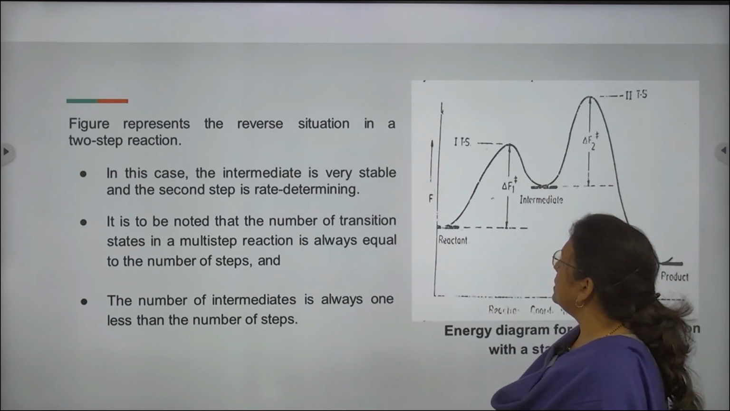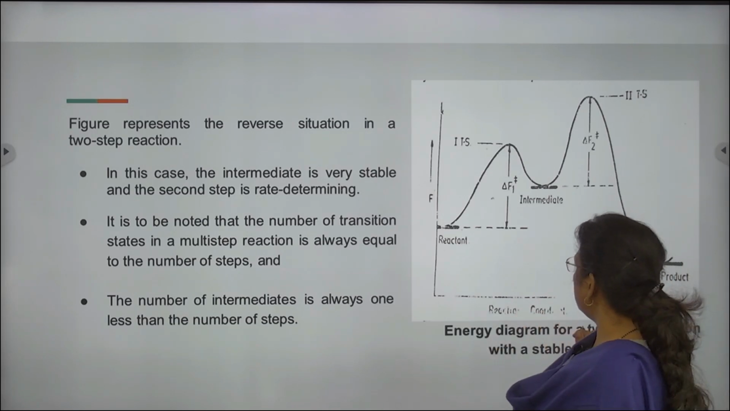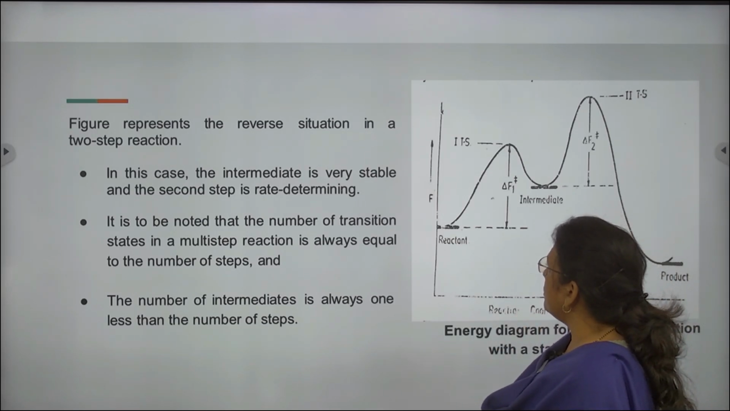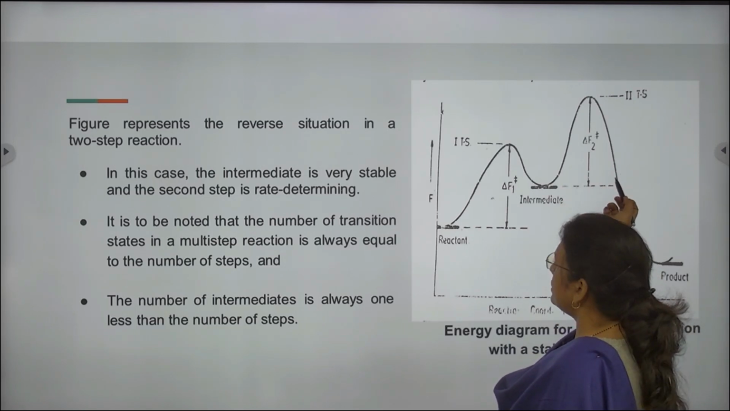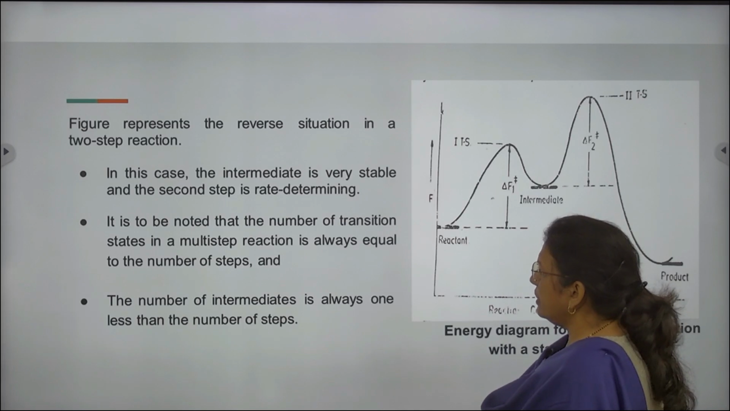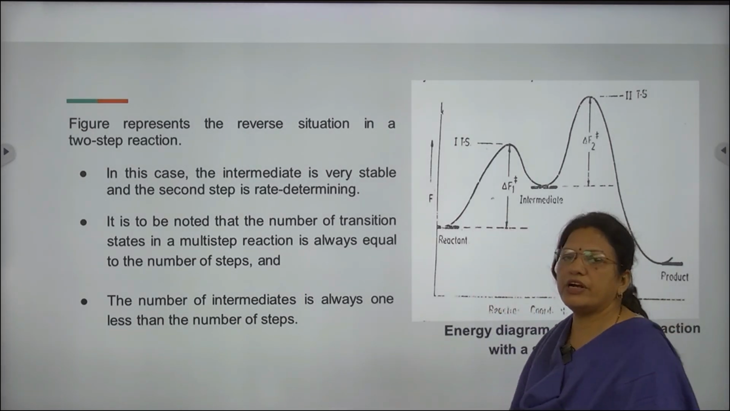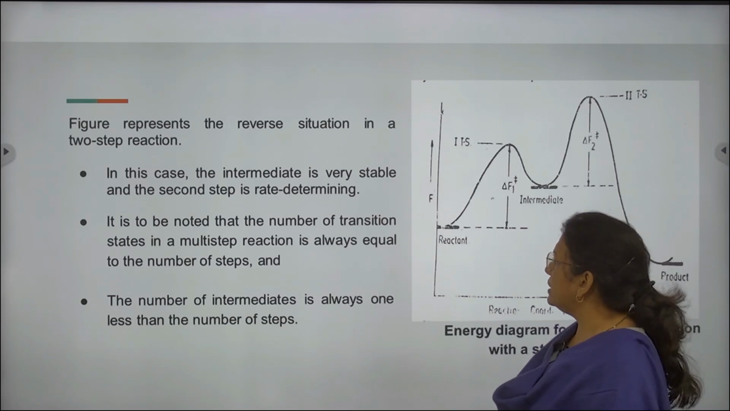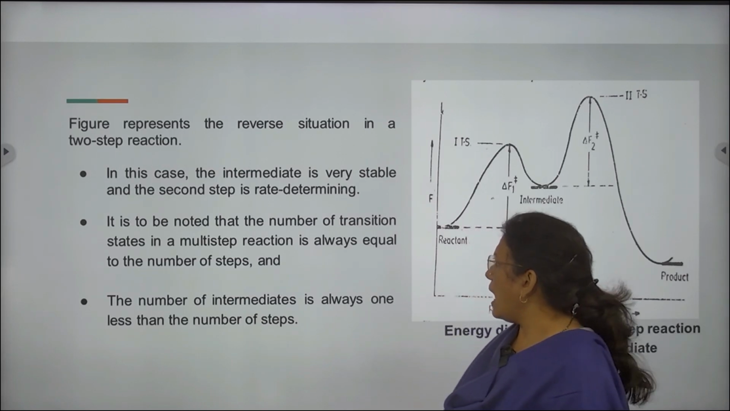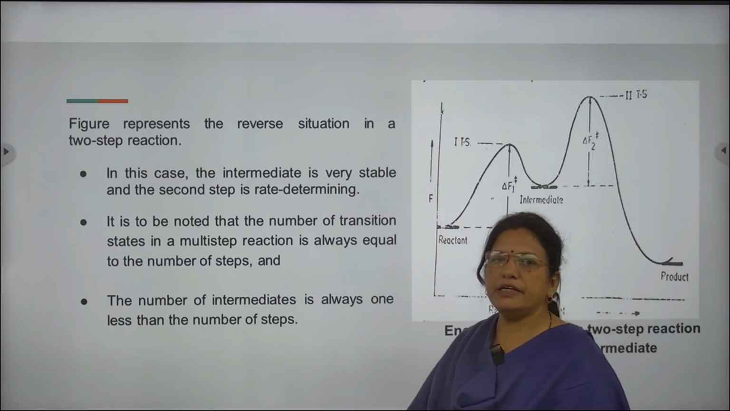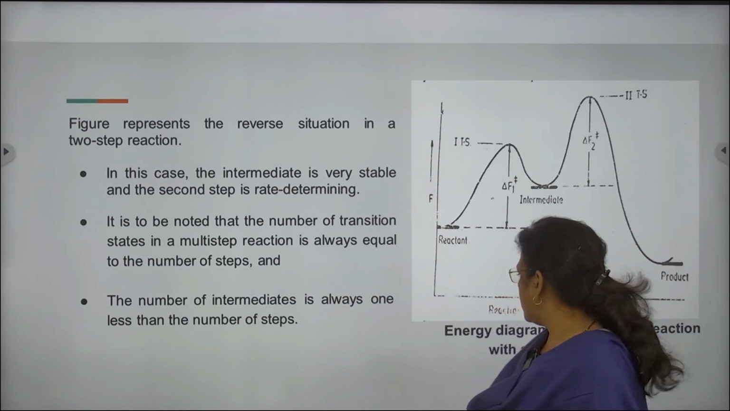This figure represents the reverse situation in a two-step reaction. In this case, the intermediate is very stable and the second step is rate determining. Here it is to be noted that the number of transition states in a multi-step reaction is always equal to the number of steps, and the number of intermediates is always one less than the number of steps.